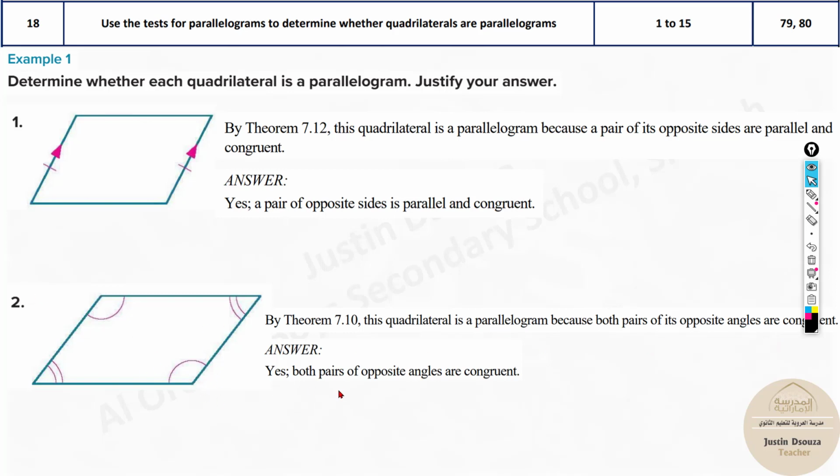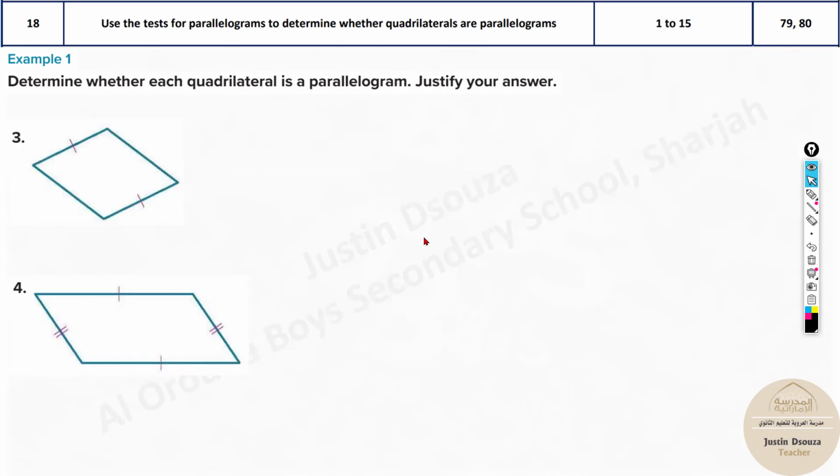Now here when you're writing, you must write: yes, it is a parallelogram because both pairs of opposite angles are congruent. Here you must tell what is happening. You don't need to mention the theorem by name, but see what this theorem says: it is this particular thing. That's it. And now the same way over here.